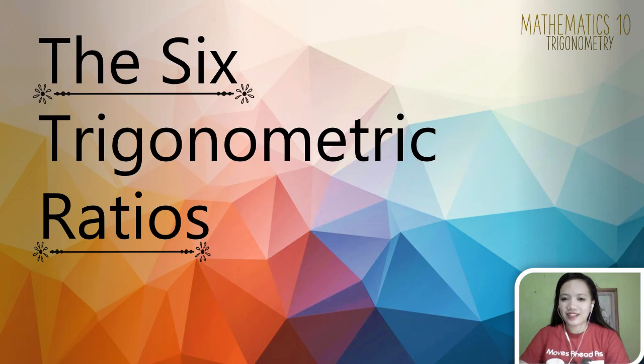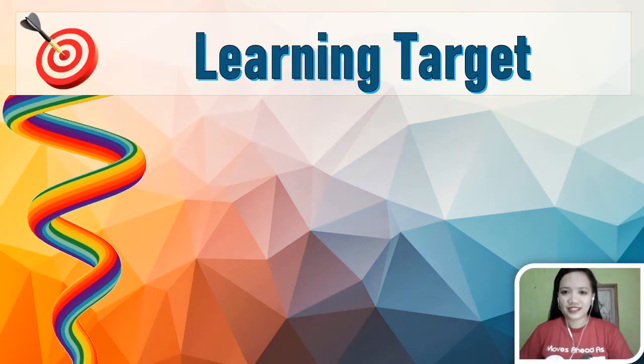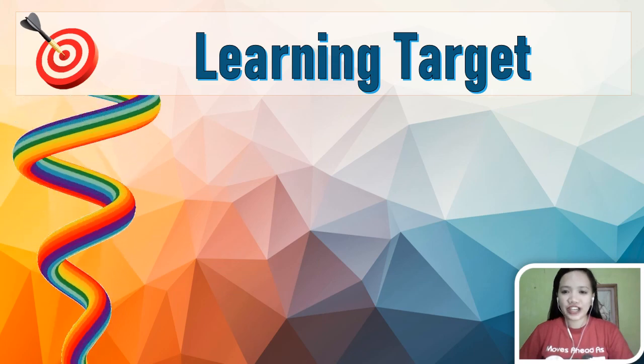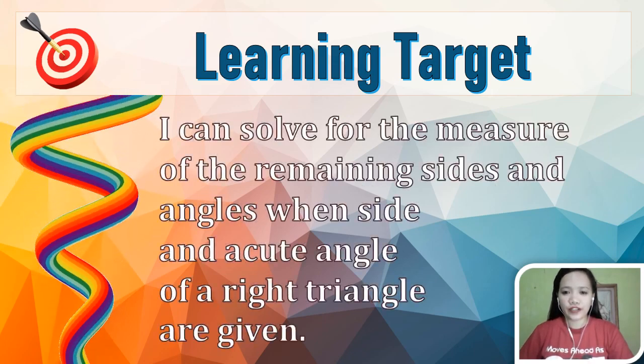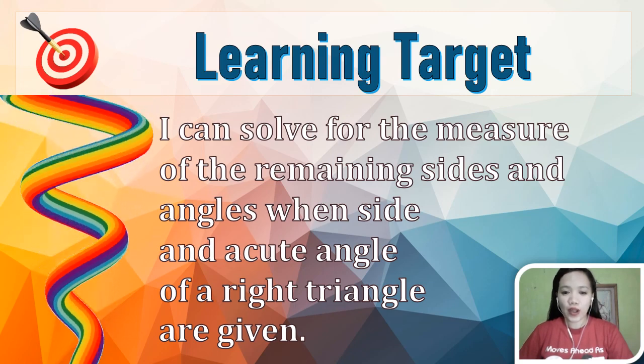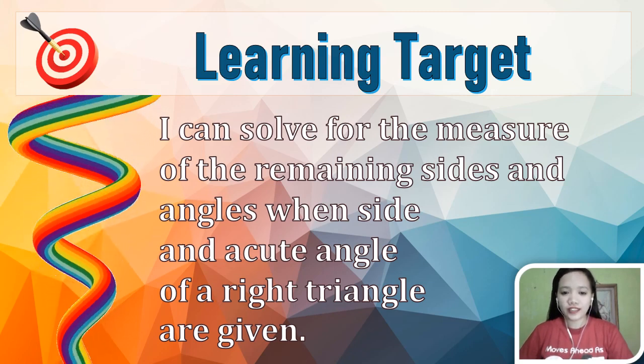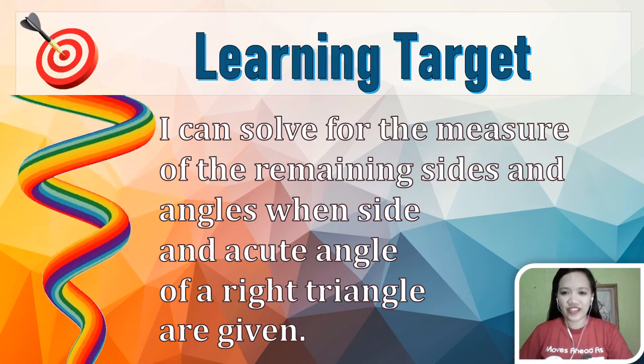The 6 trigonometric ratios. We have the learning target for this video: I can solve for the measure of the remaining sides and angles when a side and an acute angle of a right triangle are given.